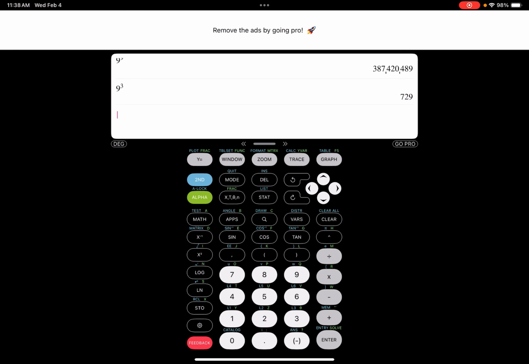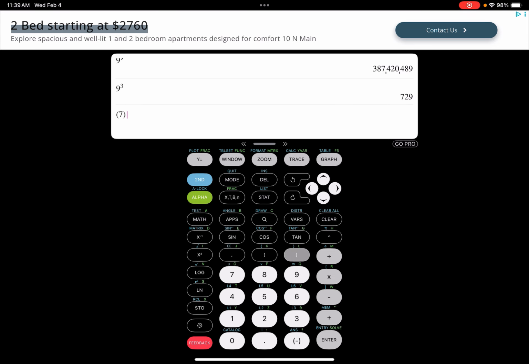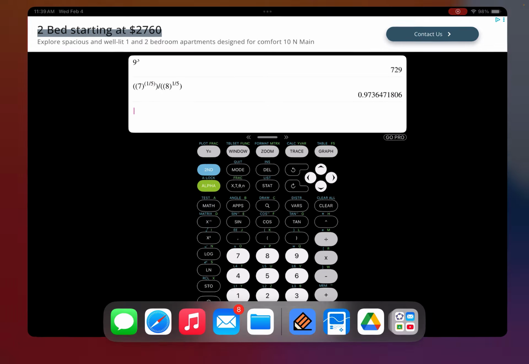So just to make sense of that, let me show you what the value of that fraction actually is. It's a little bit harder on this guy, but we're just going to do it. Okay, so if I do 7 to the 1/5 power, which is the same as taking the 5th root of 7, and I divide that by 8 to the 1/5 power. Okay, hopefully I did that right. That is approximately 0.97, okay?